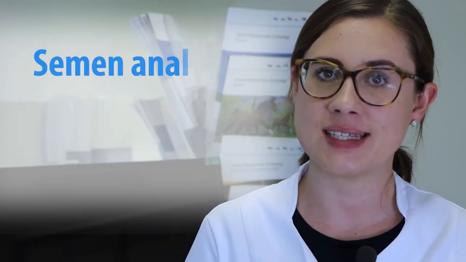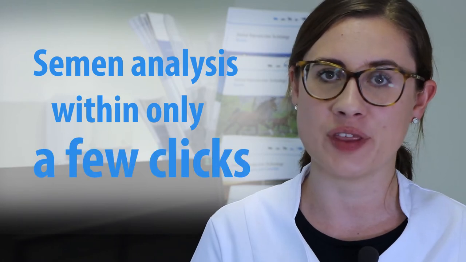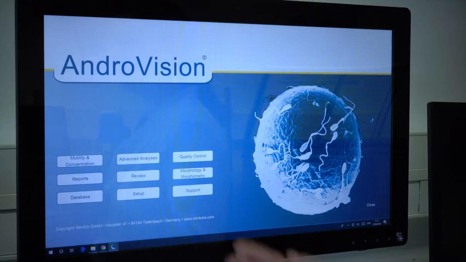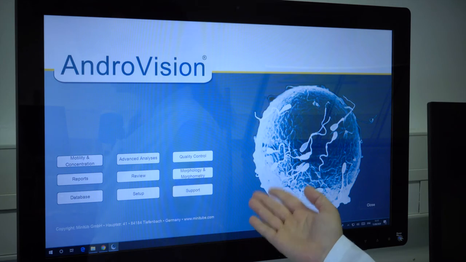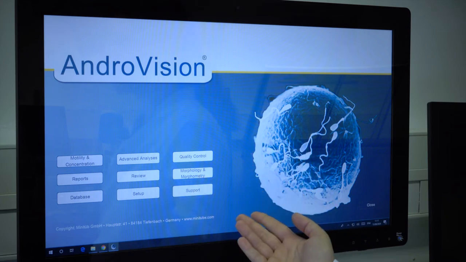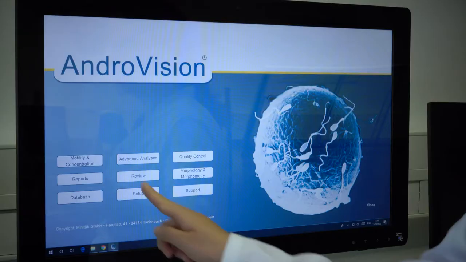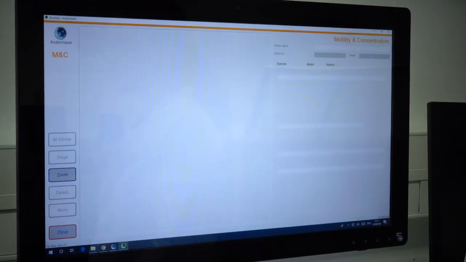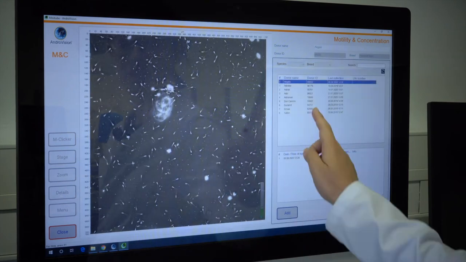With AndroVision, the semen analysis can be performed within only a few clicks. This is the initial screen of AndroVision, which is clearly arranged to make orientation easy. To analyze a semen sample, all you have to do is to open the motility and concentration module and to select the donor.